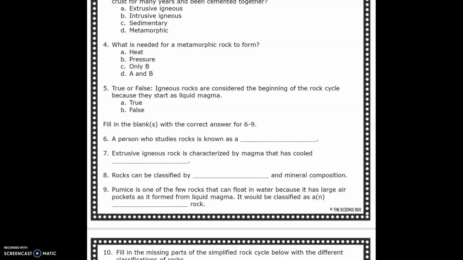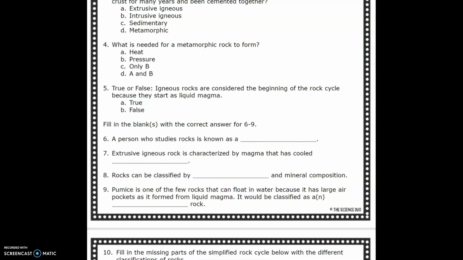All right, so if you had true, you are correct. I know we talked about there's no real beginning or end in the rock cycle, or in any cycle, because it just keeps going round and round. But in our article here, because these questions pertain to the article, they stated that rocks start off as liquid magma or lava. So they kind of start off as igneous rocks.